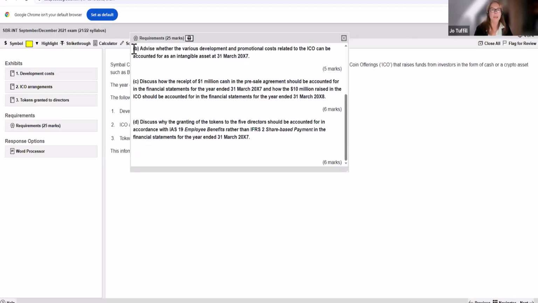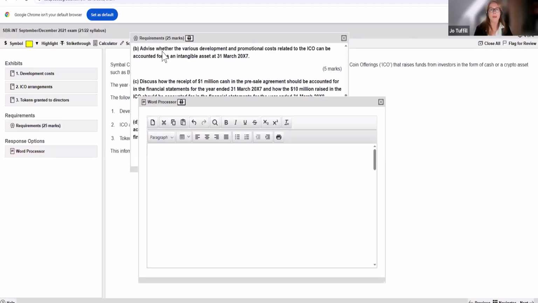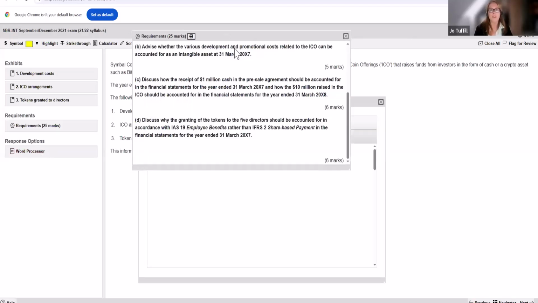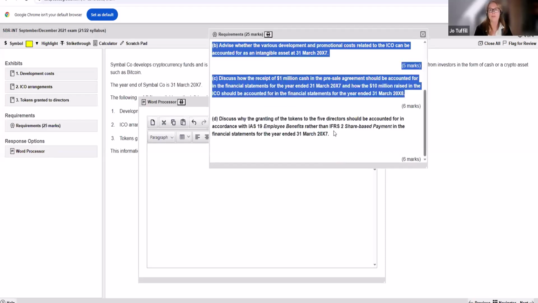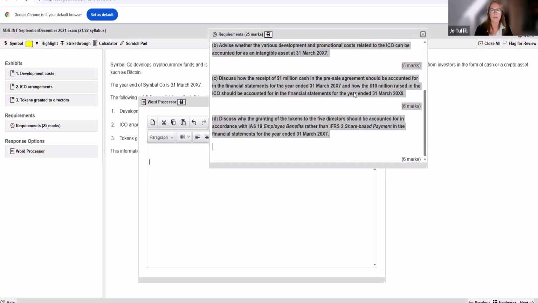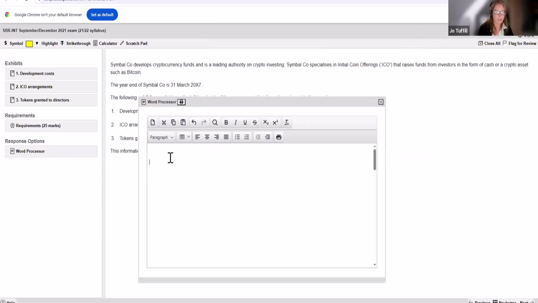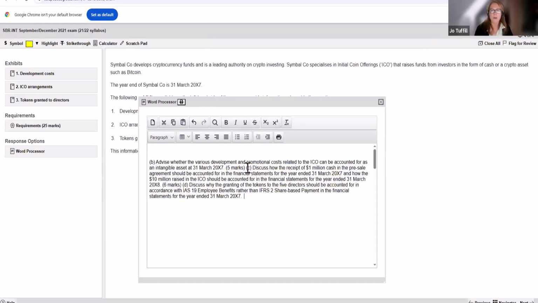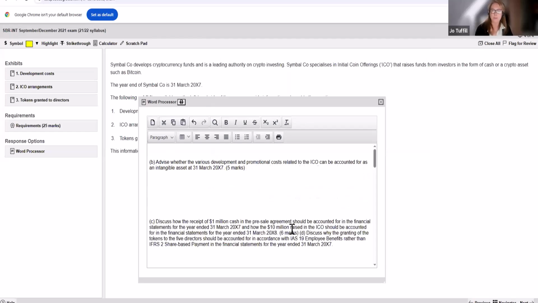So what you do here, everybody, is you open up your word processor, and the first thing I would do, so you can close down this requirement, is I would copy that into my word processor. And then you don't have to look at it again. So we're going to start with part B. So let's get part C out the way. And then we're going to do part D.